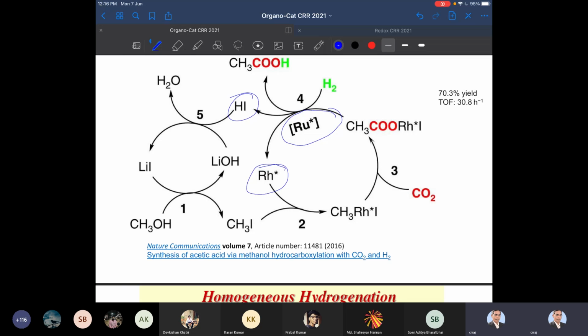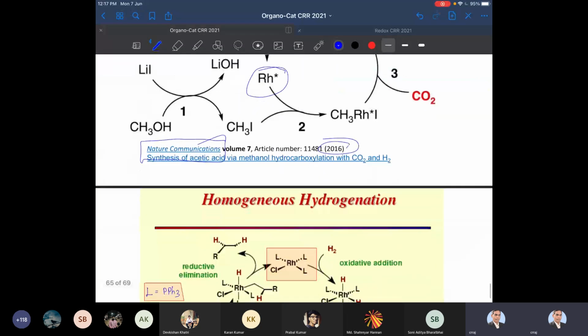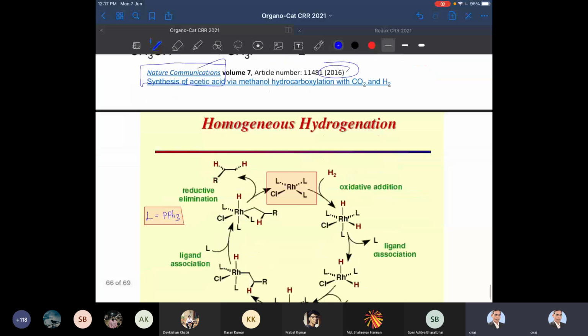This is still recent. This is a 2016 Nature Communications paper, a top journal that publishes this kind of work. It's a catalytic reaction. The yield is pretty good, right? The right hand corner I have shown: 70.3% yield with a turnover frequency of 30.8 per hour. That's a pretty good yield. That's the reason it was published in the journal. Don't bother much about it. There is continuous work going on for the synthesis of acetic acid from methanol.